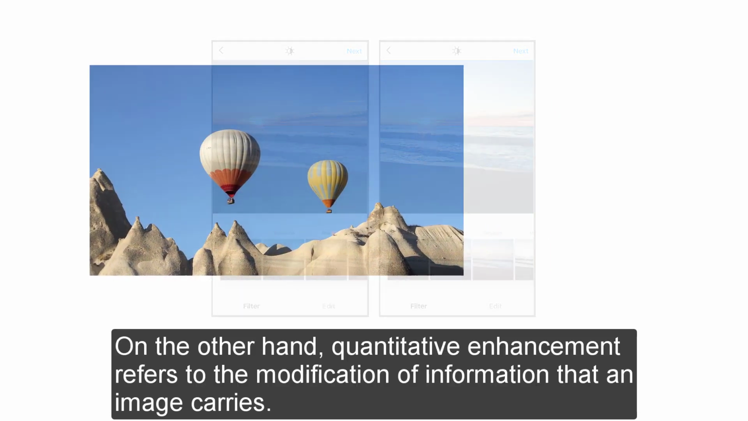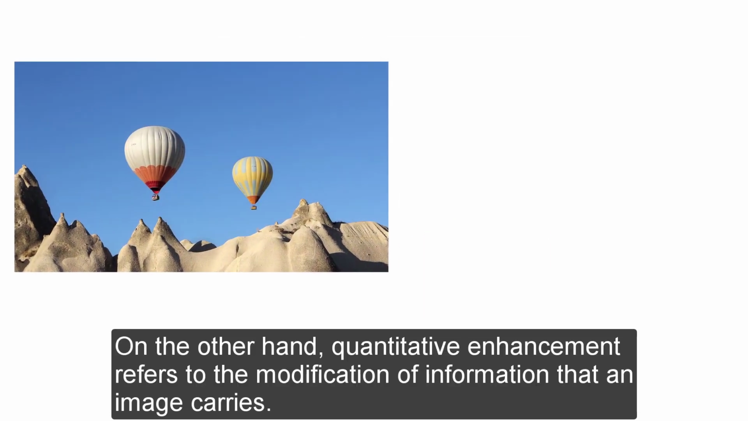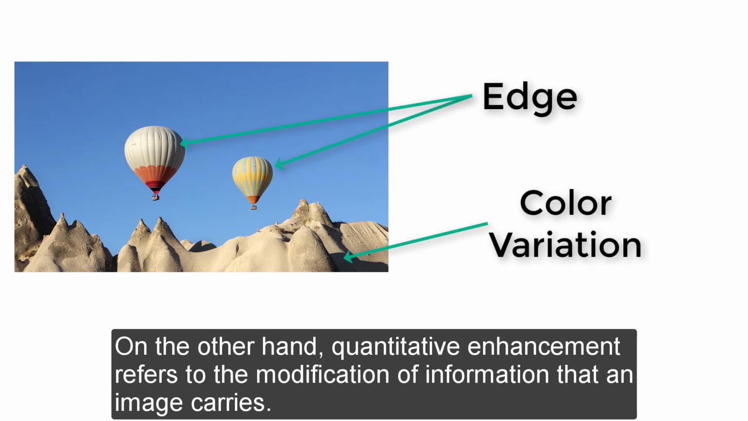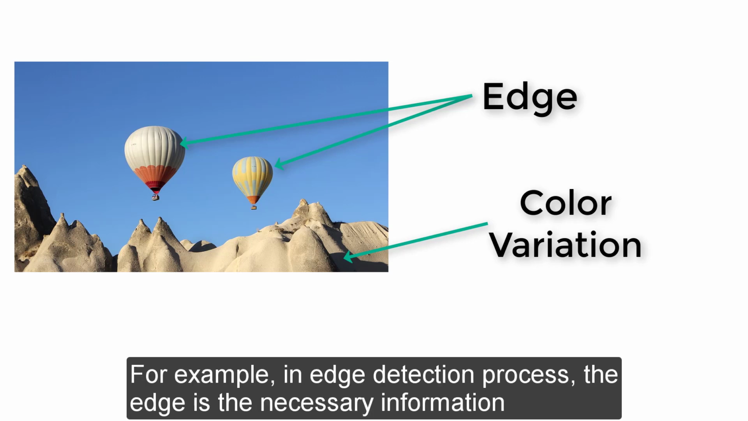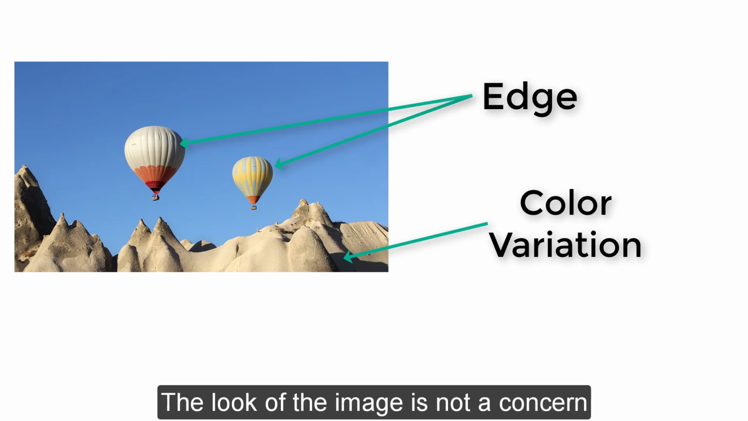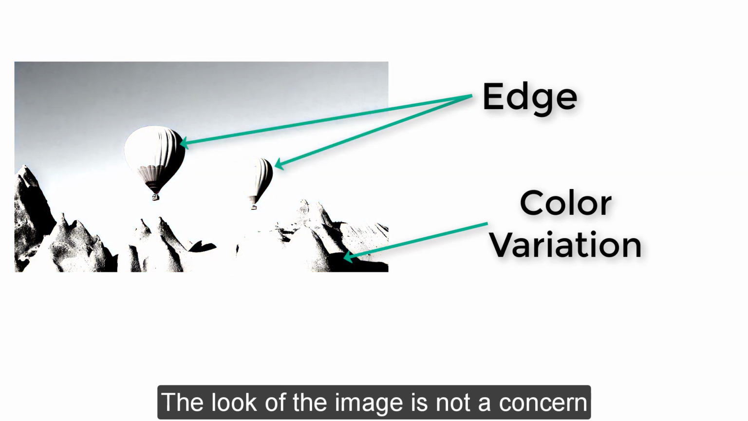On the other hand, quantitative enhancement refers to the modification of information that an image carries. For example, in edge detection process, the edge is the necessary information. The look of the image is not a concern.